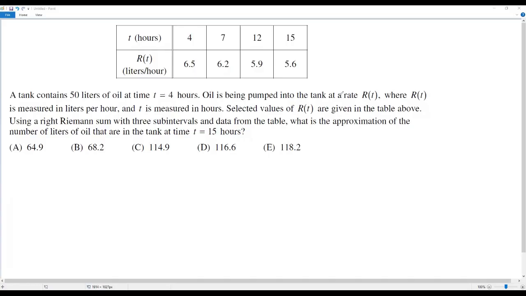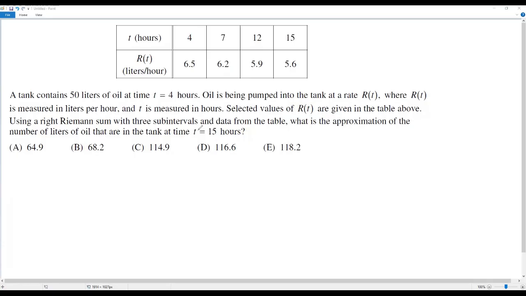Oil is being pumped into the tank at a rate of R of t, where R of t is measured in liters per hour and t is measured in hours. Selected values of R of t are given in the table above. Using a right Riemann sum with 3 subintervals and data from the table, what is the approximation of the number of liters of oil that are in the tank at time t equals 15 hours?